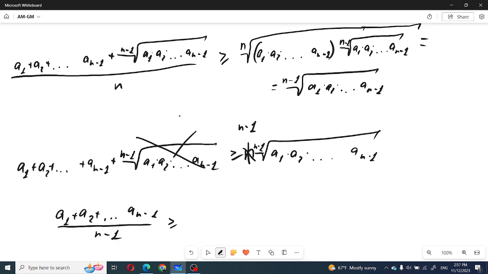So we have proved that for any n minus 1 positive numbers, their arithmetic mean will always be greater than or equal to their geometric mean. This technique is very useful in most inequality problems.